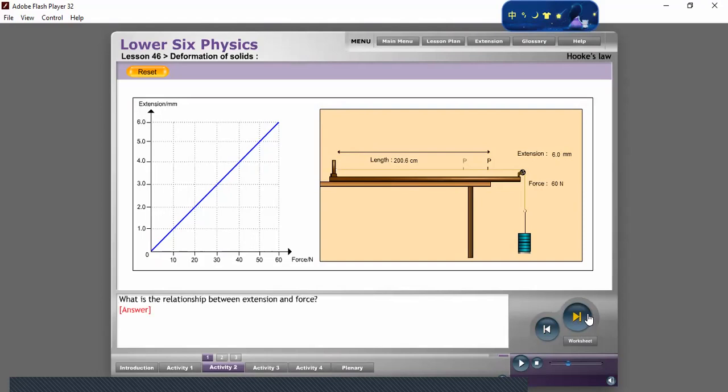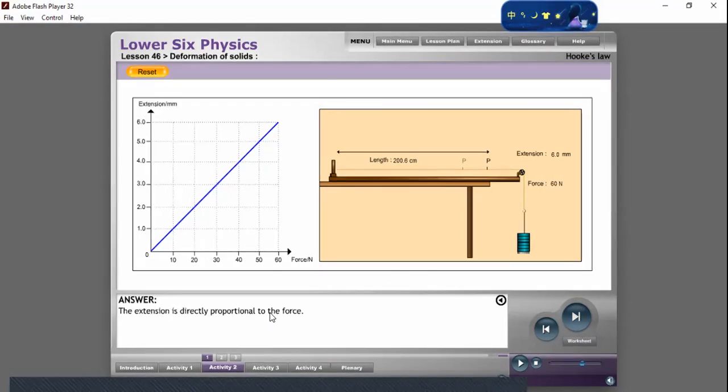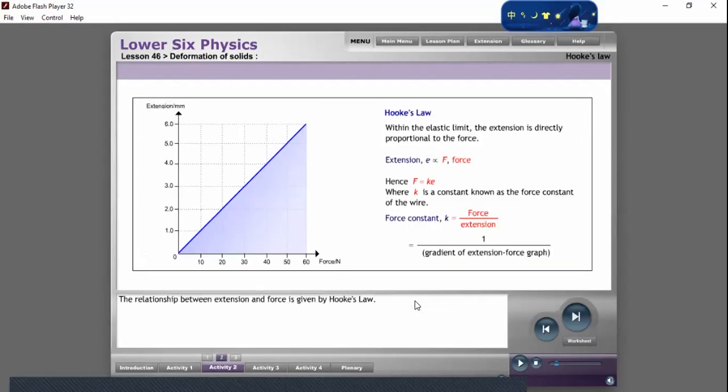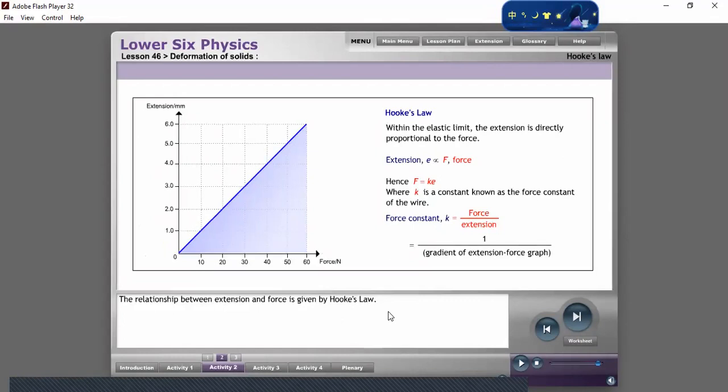What is the relationship between extension and force? Answer: the extension is directly proportional to the force. The relationship between extension and force is given by Hooke's law. Okay, so we notice that Hooke's law says that the extension is directly proportional to the applied force, given that the system is still within the elastic limit.